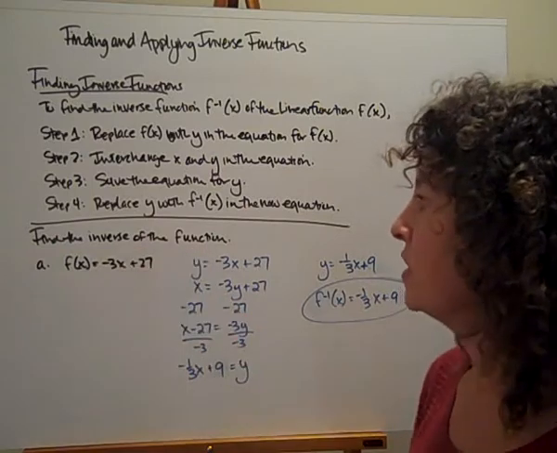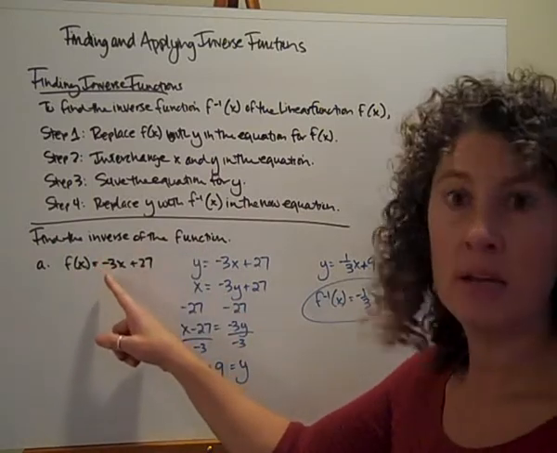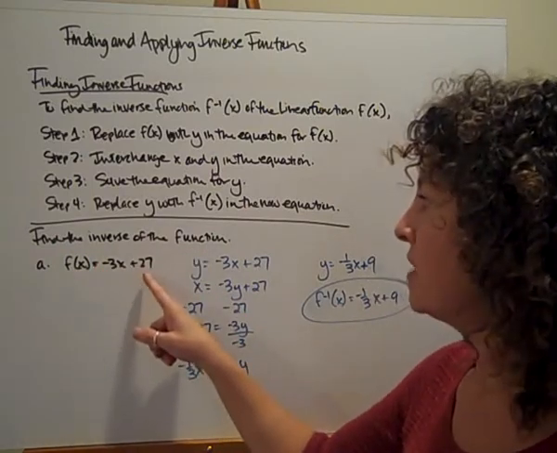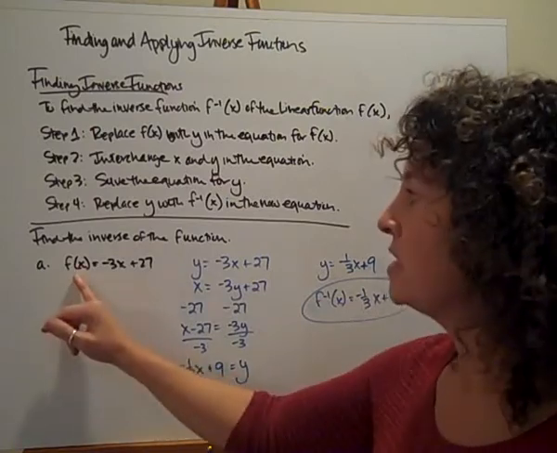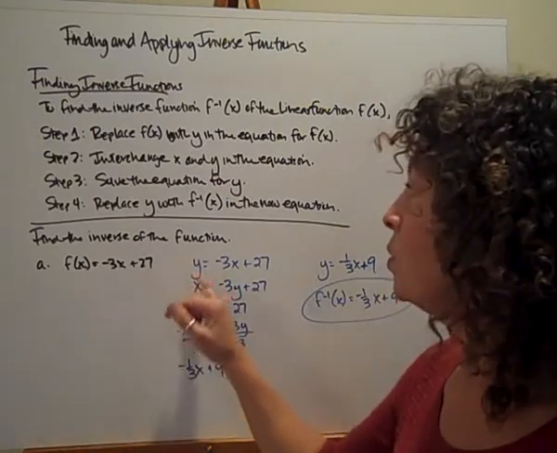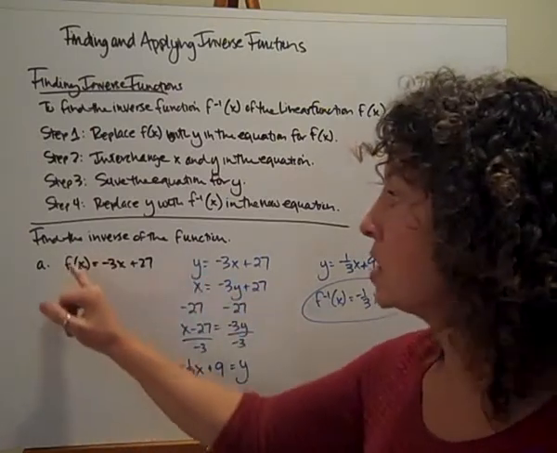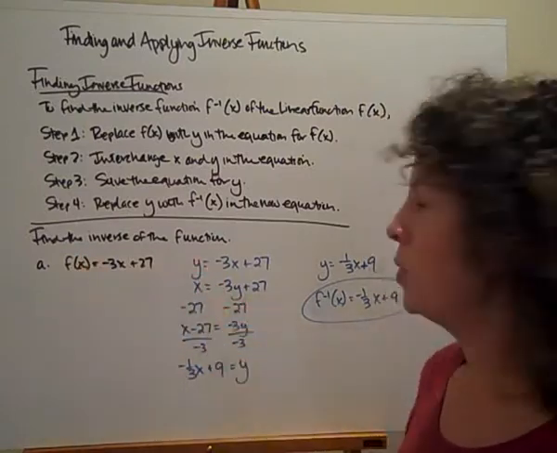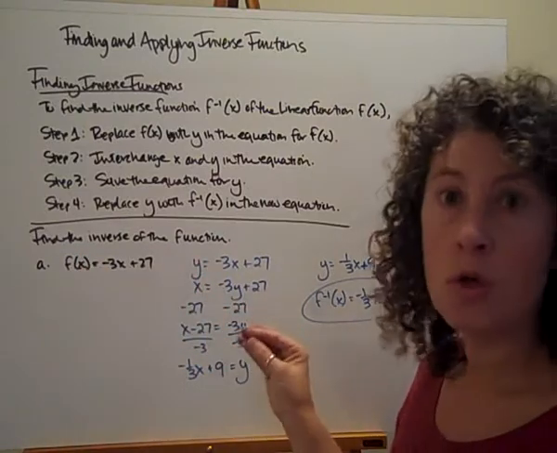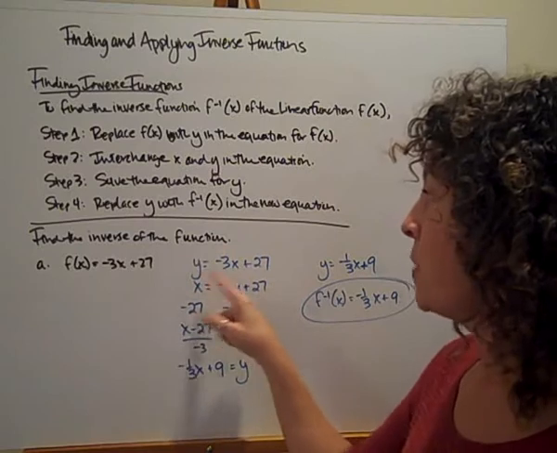Find the inverse of the function. So we've got f of x equals negative 3x plus 27. So the first thing I'm going to do, I'm going to take this f of x out, and I'm going to replace it with a y. This just talks about the output. Y is also the output. Next, I'm going to switch my x and my y.